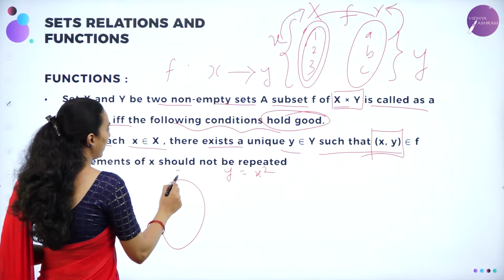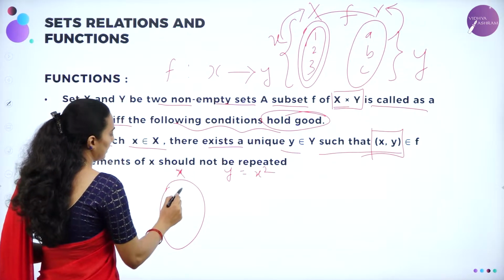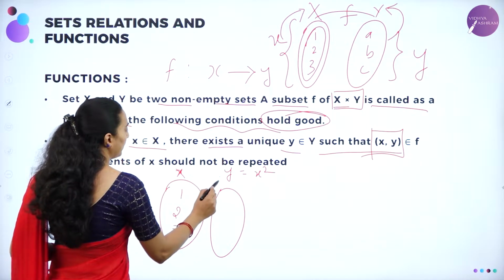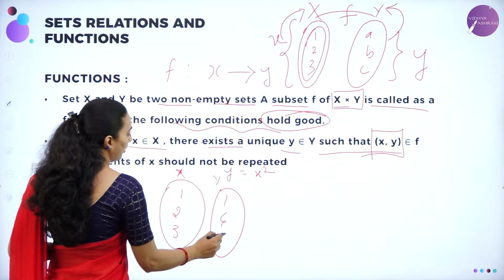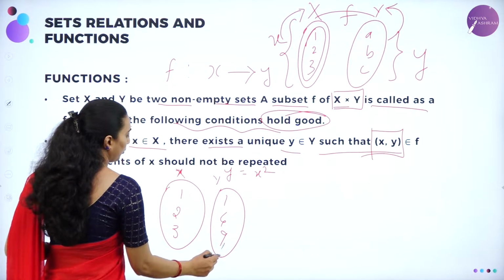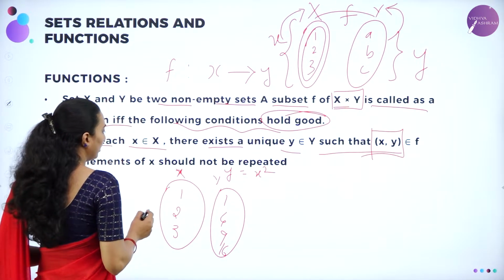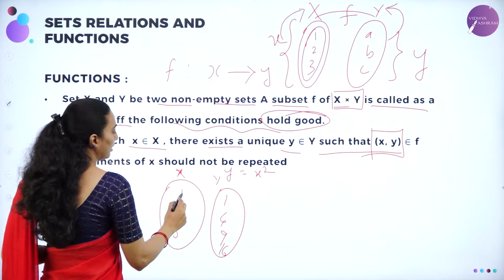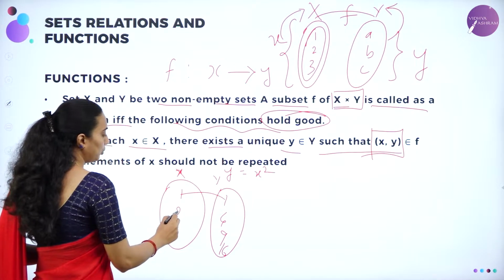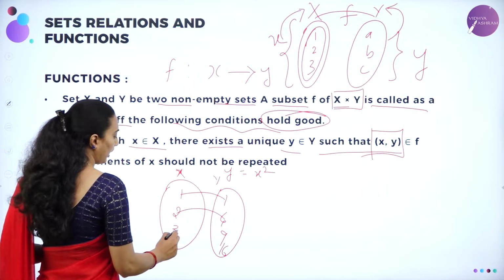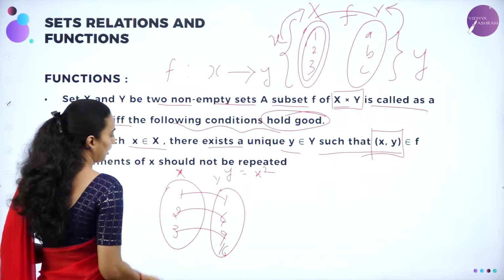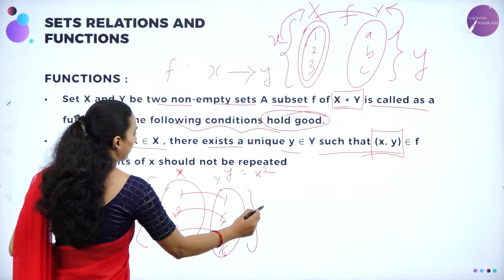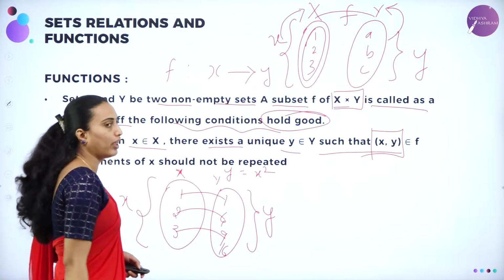So if you have X elements 1, 2, 3, and the Y elements 1, 4, 9, and then 16 here, then y equals x squared means 1 squared is 1, 2 squared is 4, and 3 squared is 9. This is how we take the elements of X here and the elements of Y here. y equals x squared, isn't it?